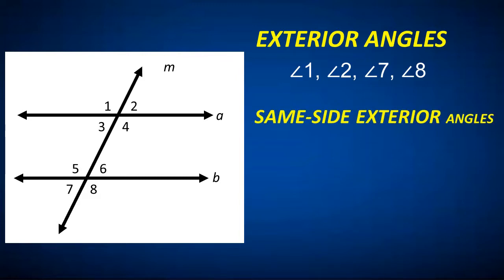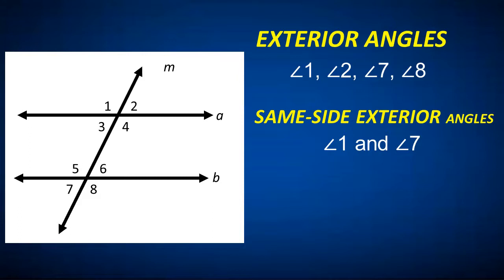Next, meron din tayong same side exterior angles. Don't be confused. This time, tayo ay nasa exterior, so sa exterior lang tayo titingin. But, again, they must be on the same side: right of the transversal and left of the transversal. Pair of right and pair of left. So let's start with angle 1 and angle 7. Let us check if angle 1 and angle 7 are exterior angles. So angle 1 and angle 7 are exterior angles, correct? Next, are angle 1 and angle 7 lying on the same side of the transversal?